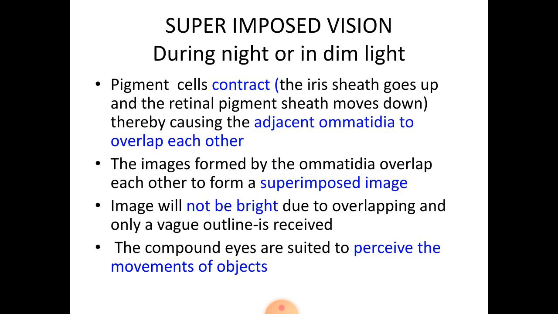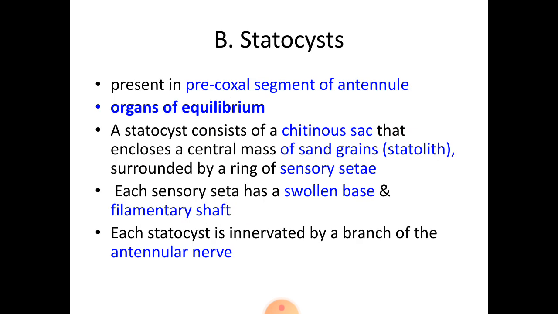Superimposed vision is during twilight or dim light. The pigment cells contract, thereby causing the adjacent ommatidia to overlap each other. So the images formed by the ommatidia overlap each other to form a superimposed image. The image will not be bright due to overlapping, and only a vague outline is received. So the compound eyes are suited to perceive the movements of objects.